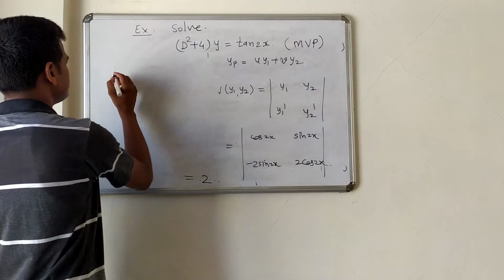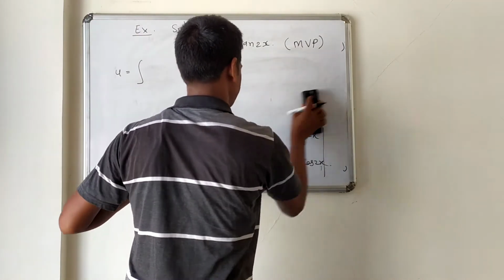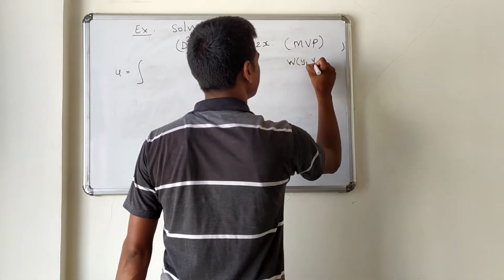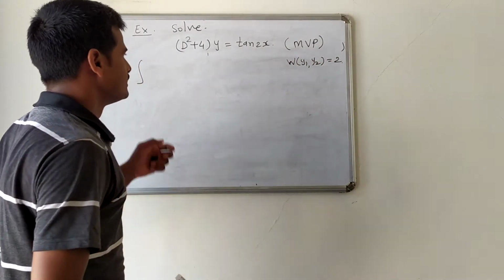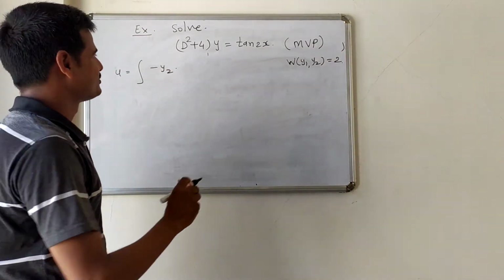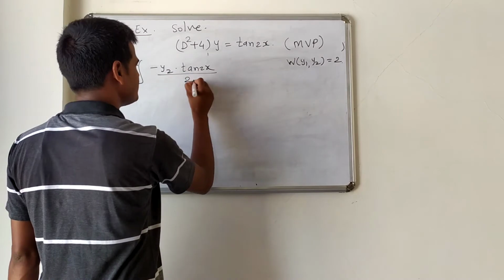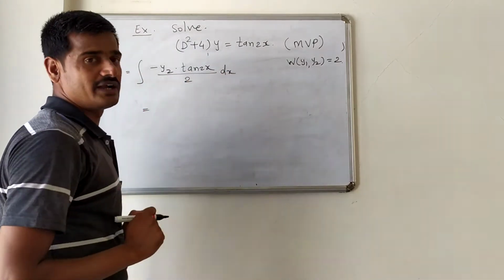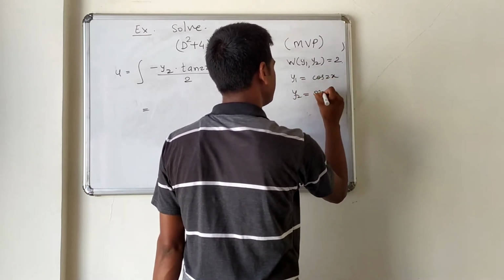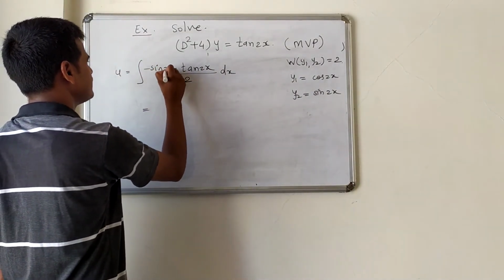So what is u? U is given by integration of, I erase all these things. So remember that our Wronskian of y1 y2 is 2. Okay. So u is equal to integration of minus y2 into r of x. So r of x means function on the right hand side. So here tan of 2x upon Wronskian is 2 into dx. So what is your y2? I have said that y1 is cos 2x and y2 is sin 2x. So y2 is here sin 2x. So I write here minus sin 2x.